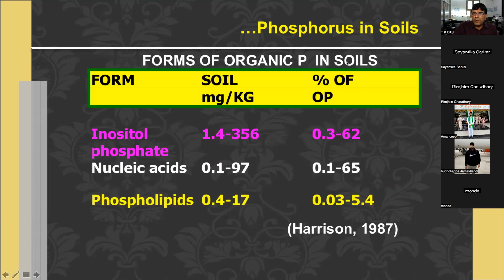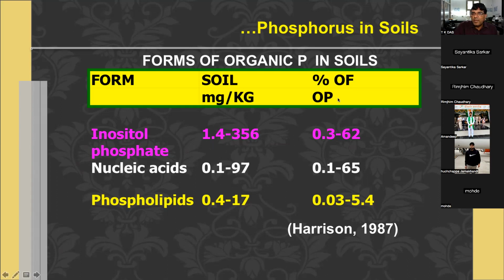Now we see forms of organic phosphorus in soil, in milligram per kg and percentage of the organic phosphorus. This is related to only organic phosphorus. So in organic phosphorus, you can see inositol phosphate. These are 3 important compounds of organic phosphorus in soil. So inositol phosphate dominates. It may be from 1.4 milligram per kg or ppm to 356 ppm.